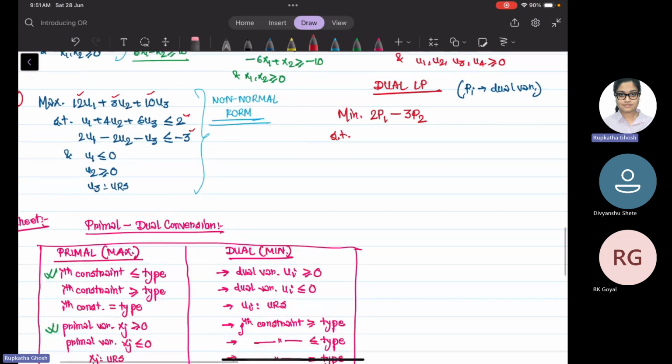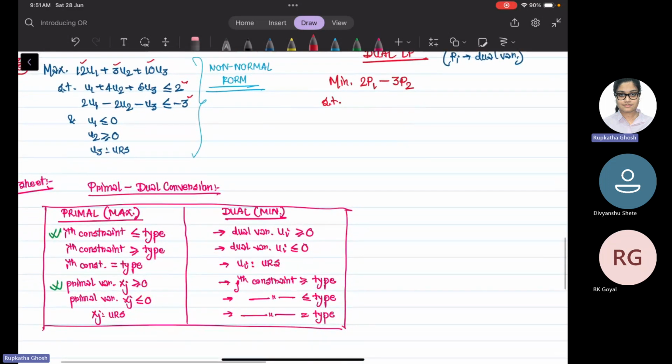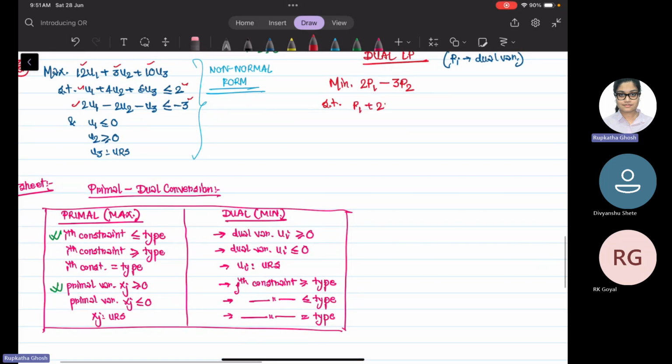So subject to, I'm keeping the cheat sheet also so that you can understand. For the first one, p1 plus 2p2, I'm giving nothing, 12. Then 4p1 minus 2p2, 3. 6p1 minus p2, 10. And p1, p2 would have some sign. Now let's use this. Your primal is a max model, so the first criterion is met.